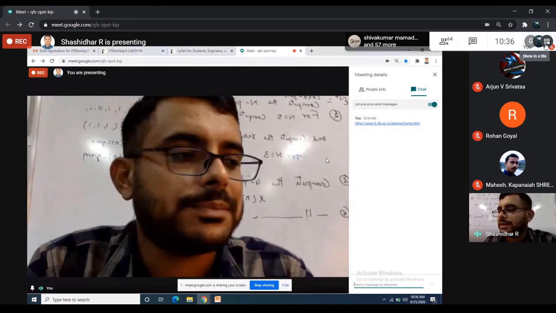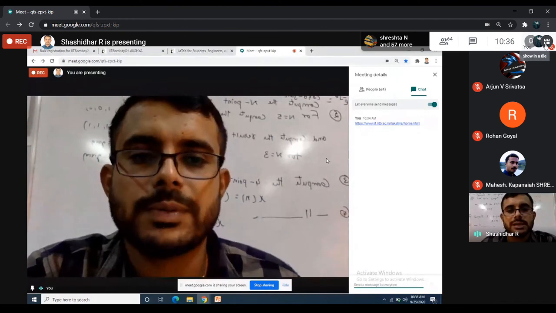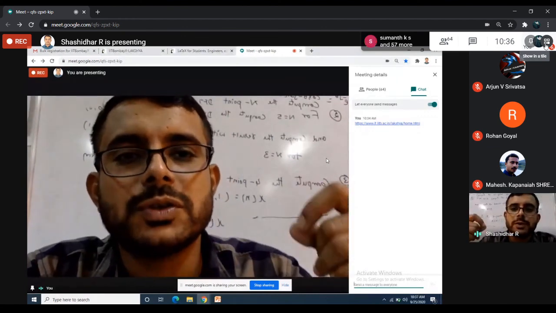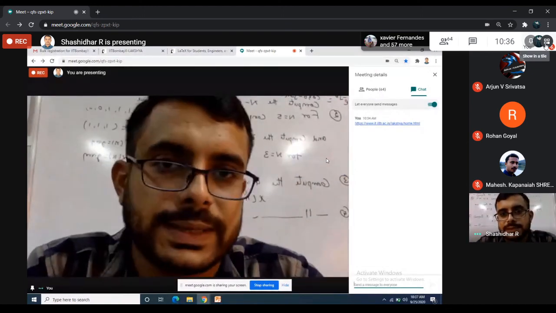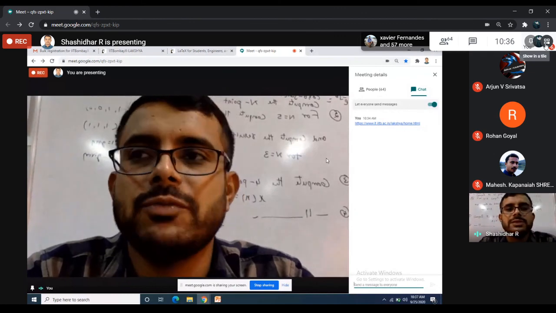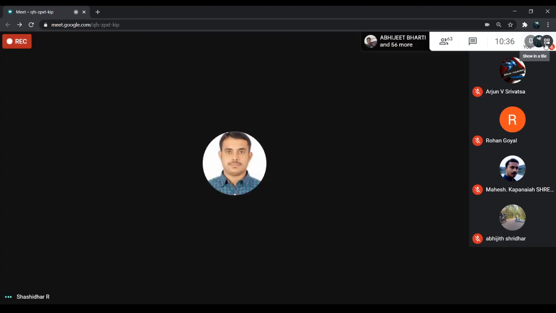For example, here we solved the problems yesterday, right? The sequence with n equal to 4 and all. We solved the problems and got the output. You should get the same output using the software MATLAB or Activa. This is what I expect. Then you match it with the theoretical values. Okay. Any doubts? If you have any doubts you can ask.